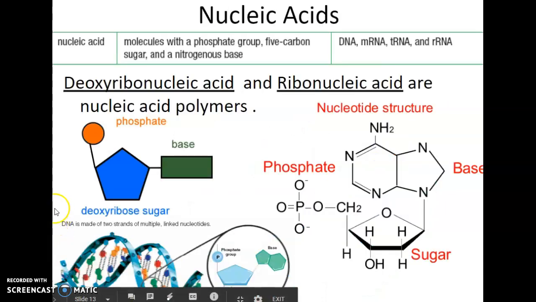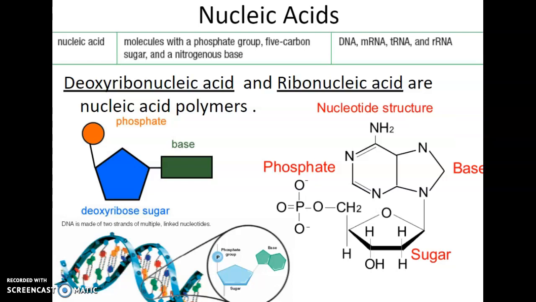The last group of organic molecules is nucleic acids. There's DNA and RNA. DNA is made up of a double helix. RNA is a single helix. DNA has deoxyribose sugar. RNA has ribose sugar. That's the main difference. We have deoxyribose sugar in DNA and ribose sugar in RNA.